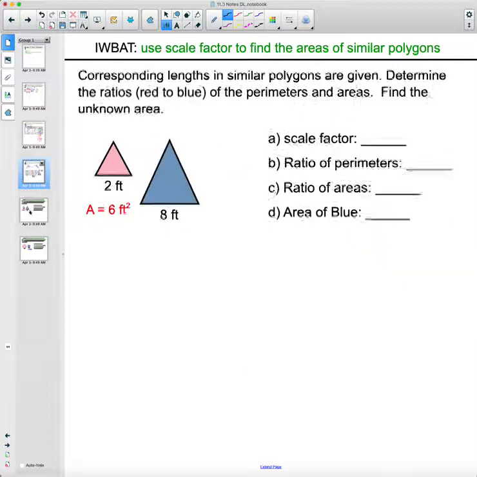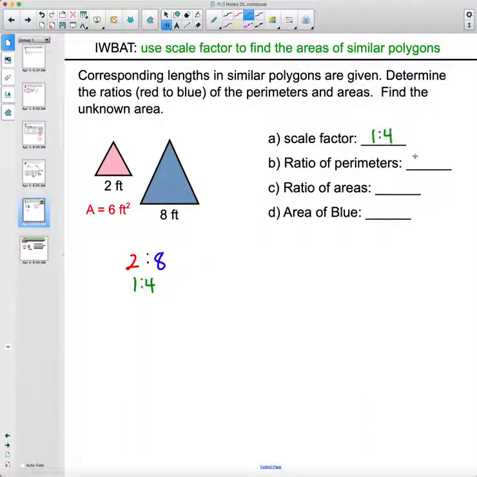Then let's actually solve for some missing information here. So we need scale factor. So remember, scale factor just compares the corresponding side lengths. Okay, so determine the ratio, and it says to do red to blue. So we're going to do the red number first compared to a similar side length in the next one, so 2 to 8. And then we would simplify this. Both divide by 2, so these would simplify to a 1 to 4 scale factor.